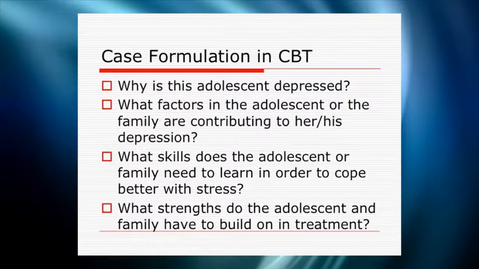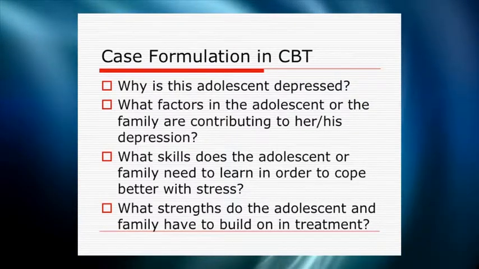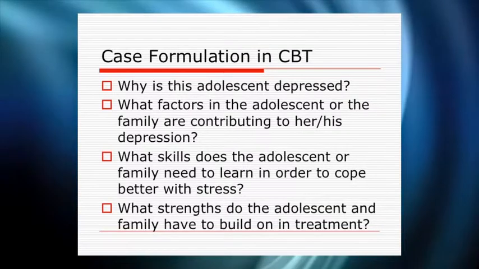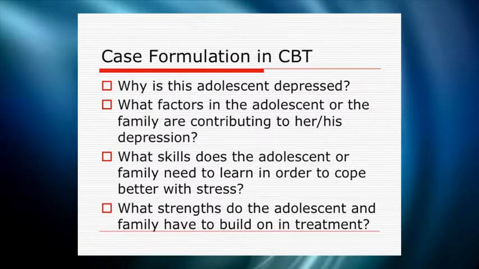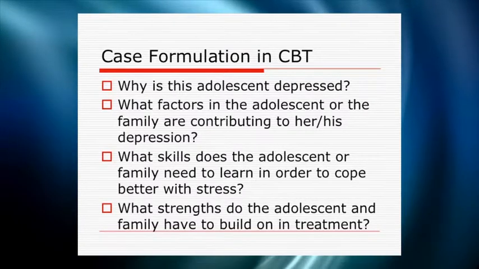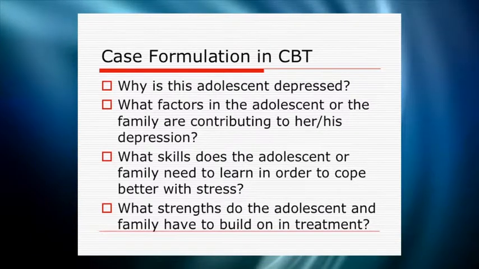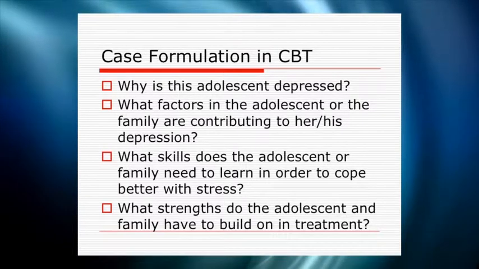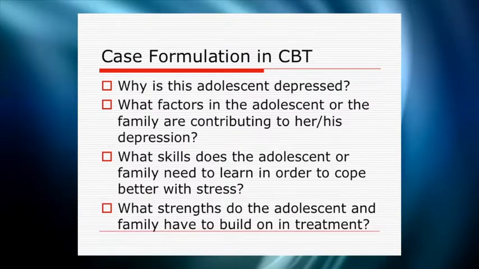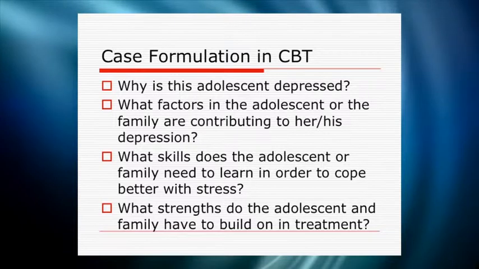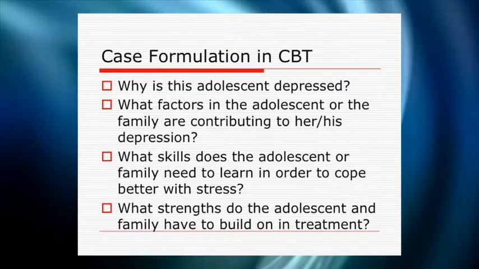And what we asked the therapist to do in the study was to just jot down what they thought were the factors in the adolescent or in the family that were contributing to her or his depression. So what individual factors, what family factors. And then we asked them to say what skills they thought the adolescent needed to learn or the family needed to learn in order to cope better with stress so they didn't get depressed or they could kind of pull out of the depression. And finally, what strengths does the adolescent or the family have that they can build on in treatment?